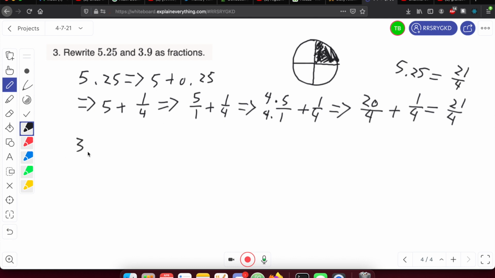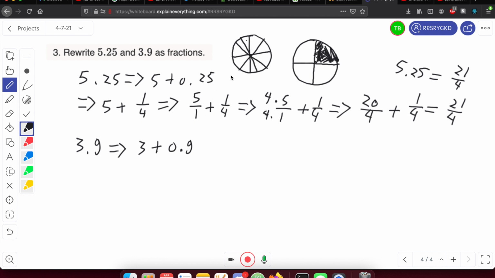Now moving on to 3.9, we again need to separate these two portions out. So we have 3 plus 0.9. And now we need to think about what 0.9 can be represented as. We can again use a pie chart. And we can separate this into 10 pieces. So let's see, this gives us 1, 2, 3, 4, 5, 6, 7, 8, and then 2 more. So this gives us 1, 2, 3, 4, 5, 6, 7, 8, 9, 10.